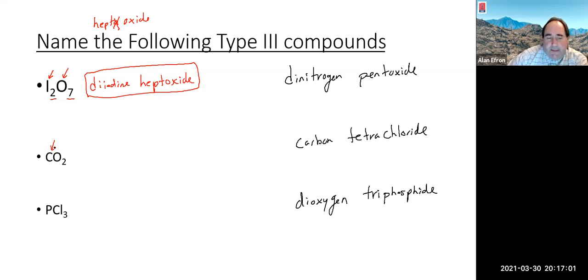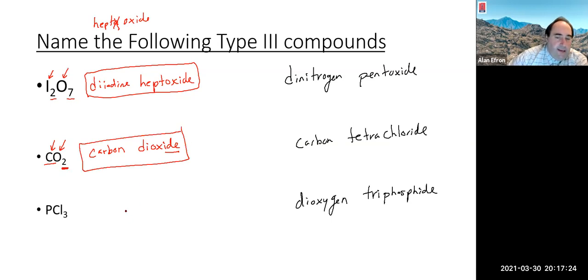Same thing down here. We see C, which is a nonmetal. We see O, which is a nonmetal. Only 1 carbon to begin with. Prefix is mono, but we do not use it on the first name, so this would just be carbon. 2 oxygens, prefix for 2 is di. And again, the second guy gets the IDE treatment at the end, and that would be carbon dioxide. Any questions on that one?